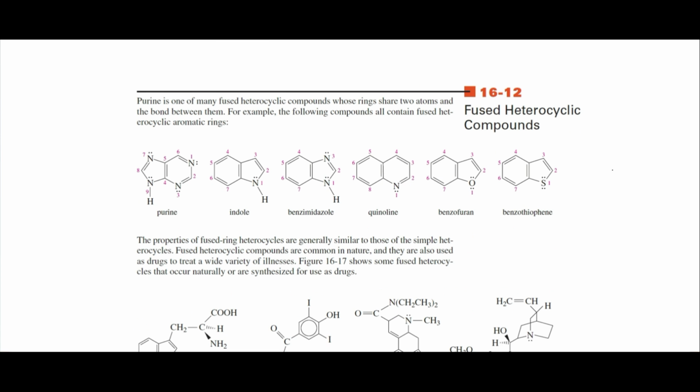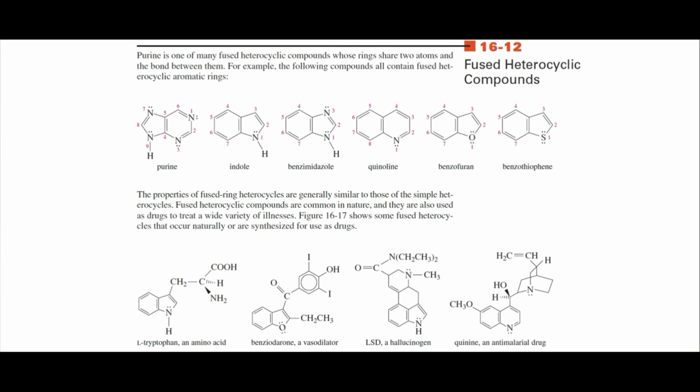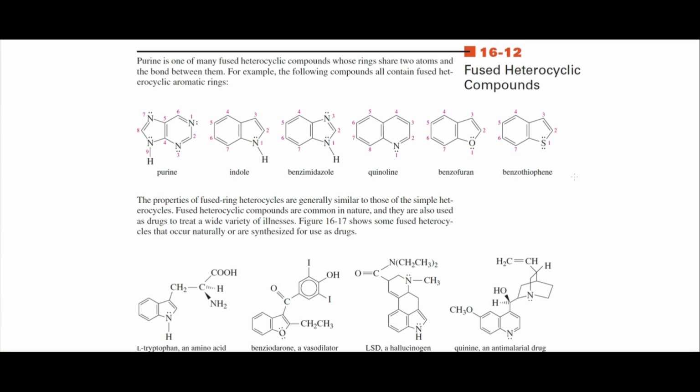Another important place is when we have these in the biological setting. So in biology, we get a lot of these fused heterocyclic rings like this. So things like purines, which show up in DNA, indole, which shows up in amino acids like this tryptophan here, and we can also have things like the benzimidazole, the quinoline, the benzofuran, and the benzothiophene right here. And down here we can see just a few examples of where these show up in some drug and other biological settings.